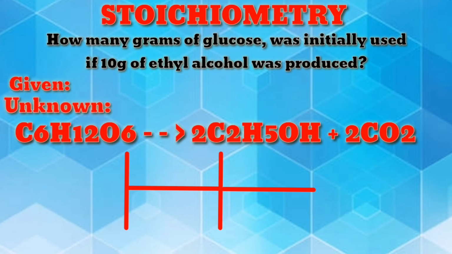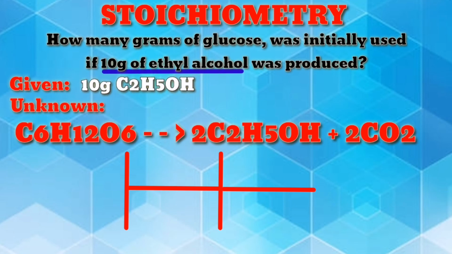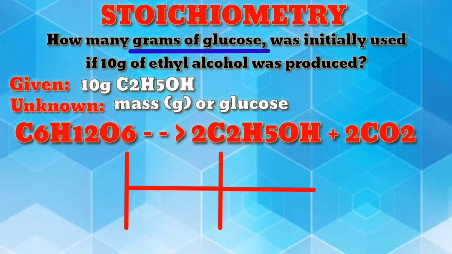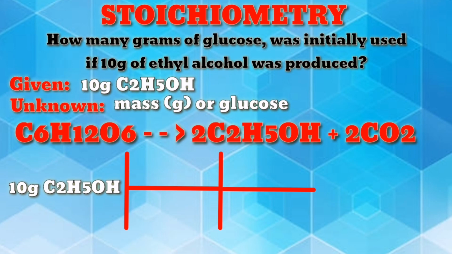Write the given and the unknown first, before you start making the solution. Given, 10 grams of ethyl alcohol. Unknown, grams of glucose. Let's start making the solution with the given. 10 grams of ethyl alcohol. Since our given is in grams of ethyl alcohol, then grams of ethyl alcohol should be written below.